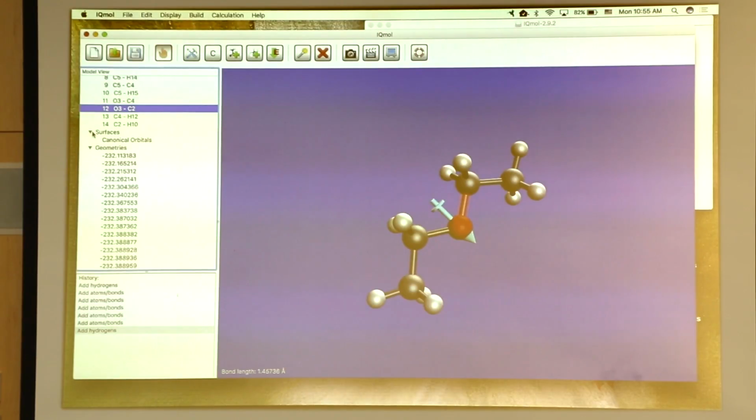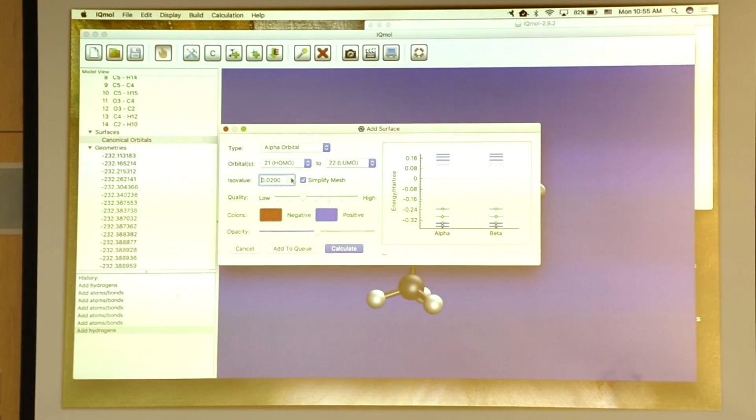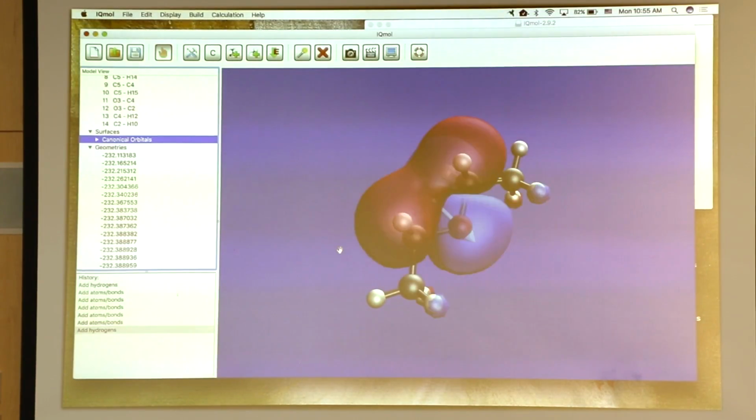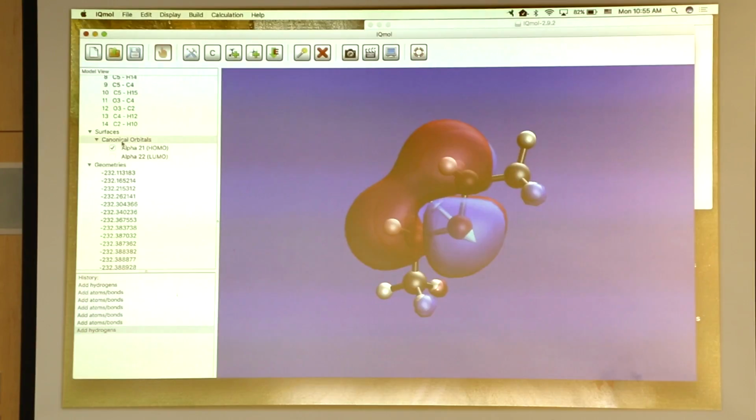And then the last cool thing that I want to show you is that we can plot orbitals. I'm going to calculate some orbitals. There we go. So I just had it calculate the HOMO and the LUMO. I didn't go through all of it with you, but if you go there, it gives you some options. Actually, I should go back and show you.